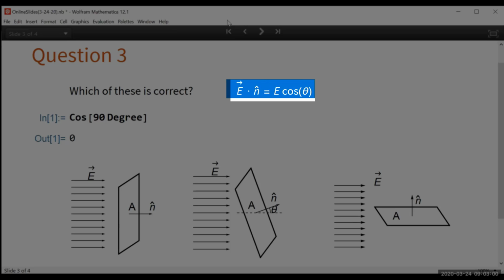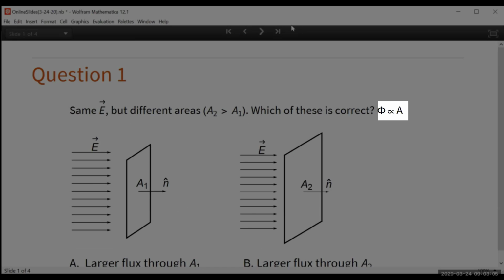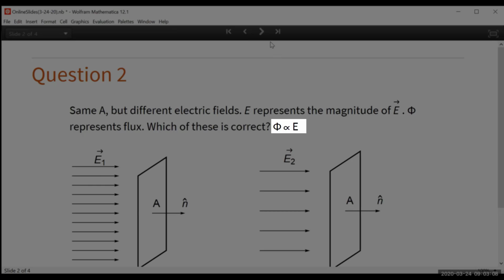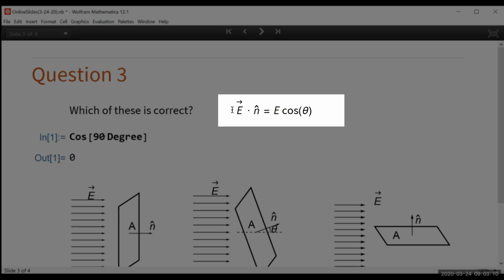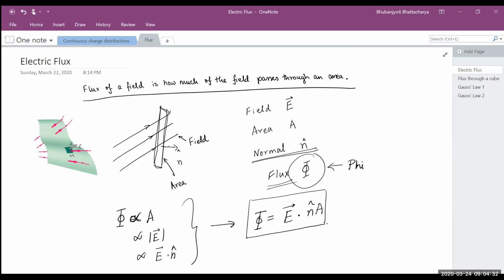But remember, flux is also proportional to the area, right? So if I go backward, flux is proportional to area. It's proportional to the electric field. And now we are finding that it should be proportional to this quantity E dot n. The electric flux looks like phi equals... well, we decided that it was proportional to the area, proportional to the magnitude of the electric field, and also proportional to E dot n hat. Then I can write phi equals E dot n hat times A.